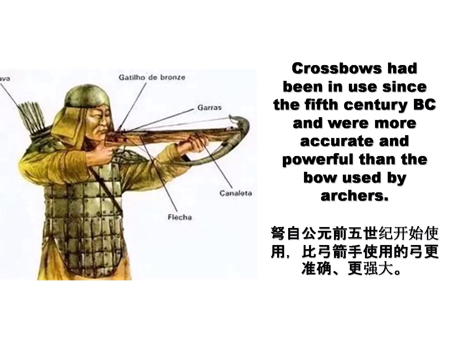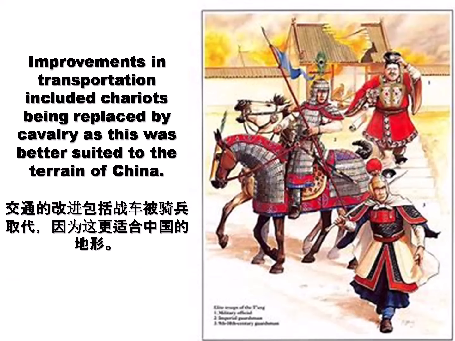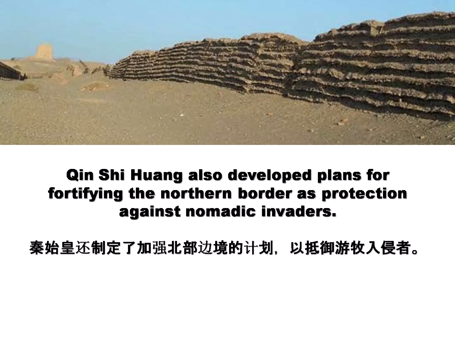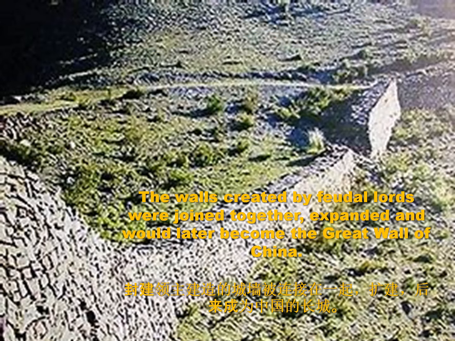Crossbows had been in use since the 5th century BC and were more accurate and powerful than the bow used by archers. Improvements in transportation included chariots being replaced by cavalry, as this was better suited to the terrain of China. Qin Shi Huang also developed plans for fortifying the northern border as protection against nomadic invaders. The walls created by feudal lords were joined together, expanded, and would later become the Great Wall of China.